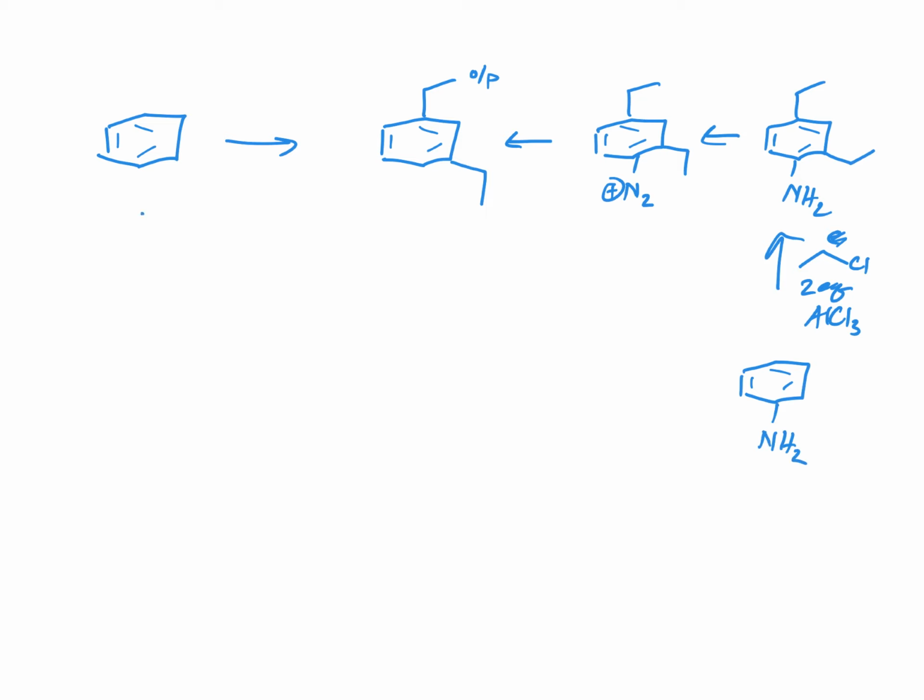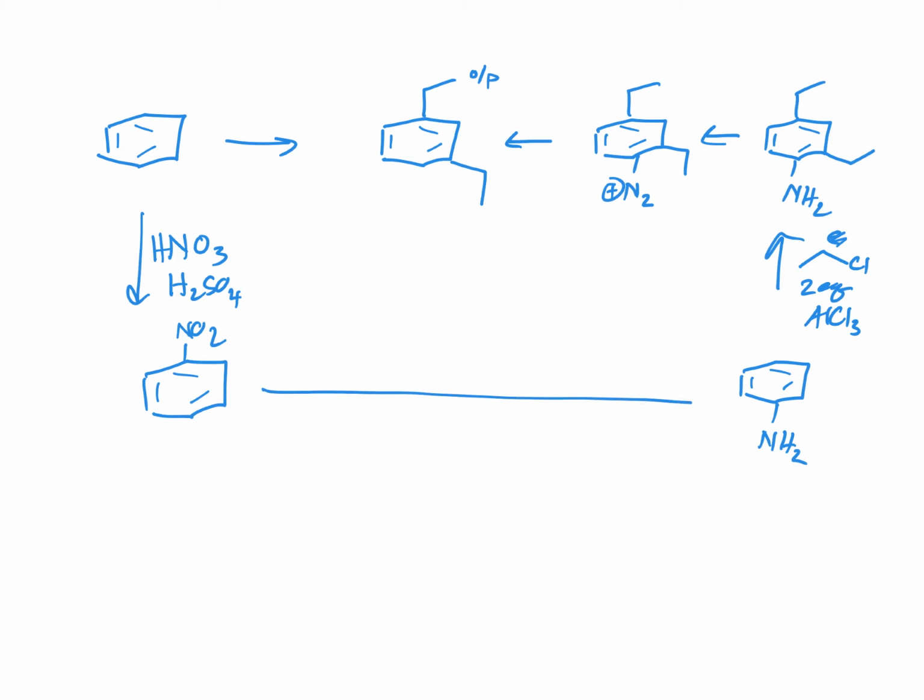And then, of course, NH2 comes from, as we saw on the previous slide, HNO3, H2SO4, the nitro. Follow that by zinc, HCl or iron, HCl. We can reduce that to the NH2. That can be doubly alkylated, and then changed into the diazonium. And then, of course, how do we remove the N2, replace it with an H? We use hypophosphorus acid, H3PO2. We'll basically put an H in this position.